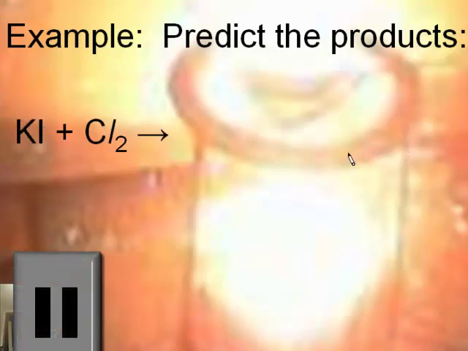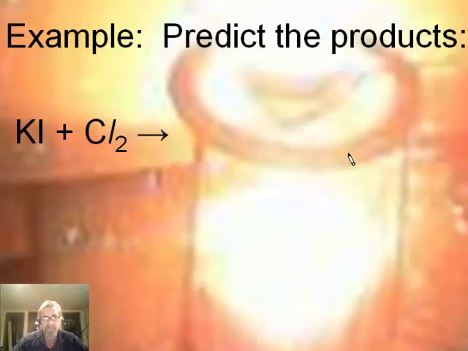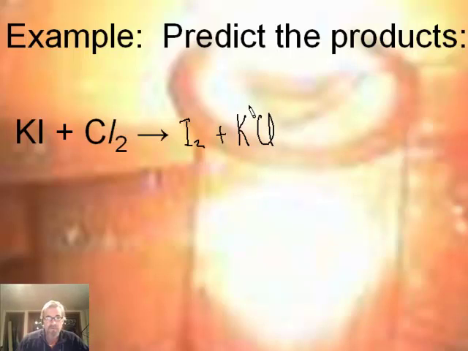Stop the video and try this one. See if you can get this right. Well, here the lone element is a nonmetal, so I look in my compound and I find another nonmetal to replace it, and the two are going to switch. So on the right-hand side of the arrow, iodine is now by itself. It's diatomic, so we write I2. And potassium goes together with chlorine. Potassium is 1+, chlorine is 1-, so our formula is just KCl.